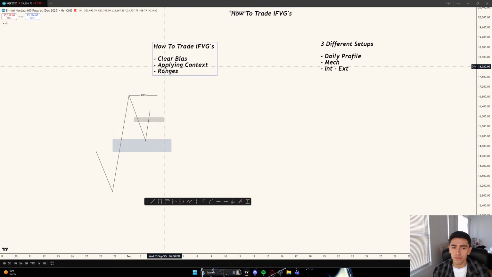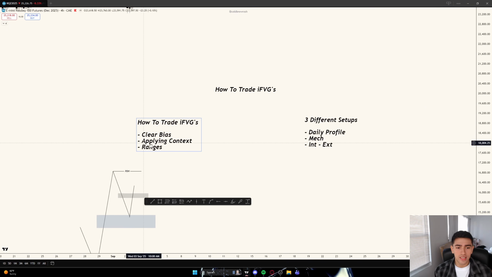So again, the first thing we want to do is apply context, right? Once you have a clear bias, you want to look at context. You want to look at, why does price need to bounce from this range? Why does price need to bounce from this gap? So therefore, once you apply context, you have to apply a condition, right? Once you have a condition set in place, now you just wait for price to meet your condition in order for you to take that long setup. And that condition is going to be within a range.